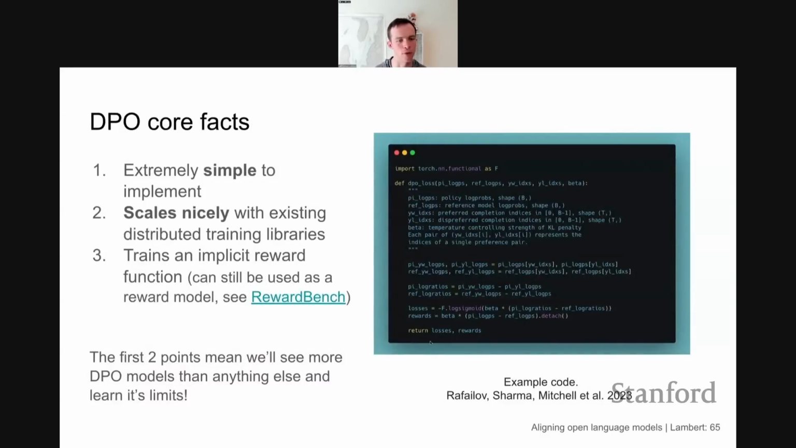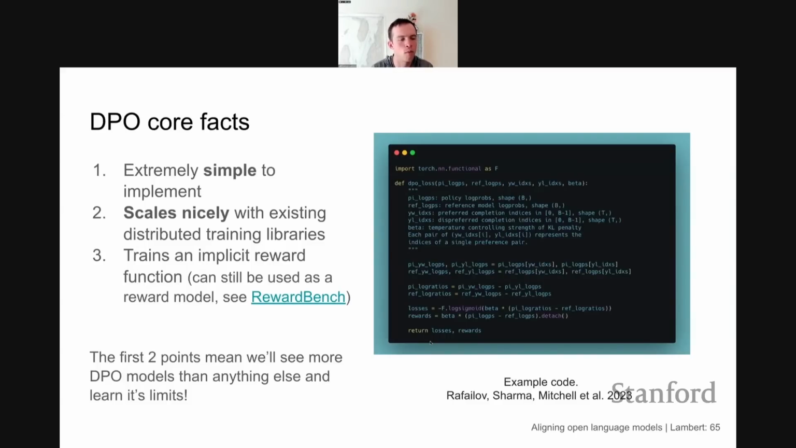Some key ideas to think about with DPO are that DPO is extremely simple to implement. On the right side here is the example code from the DPO paper, where as long as you have access to the log probs from a model, which is a very core thing for training language models, you can compute the DPO loss. Because the loss function is at a nice abstraction, it scales nicely with existing libraries. And what it's actually doing is training an implicit reward function. So the reward is a function of the log probs. I don't have the equation here because it quickly becomes a rabbit hole.